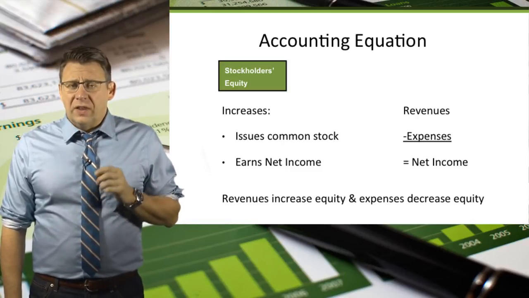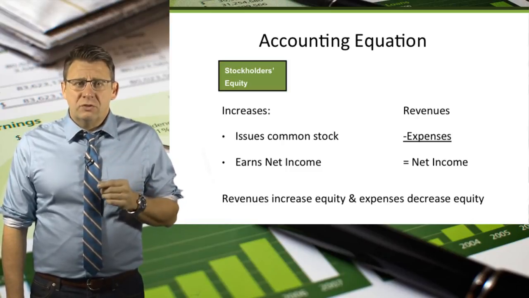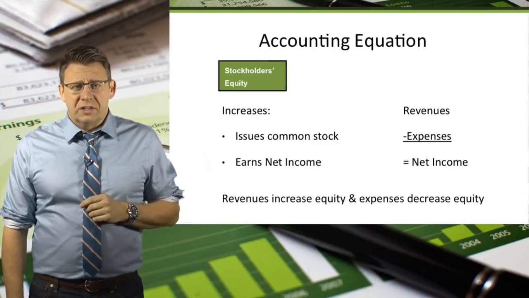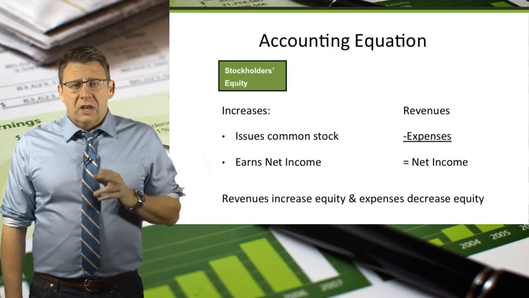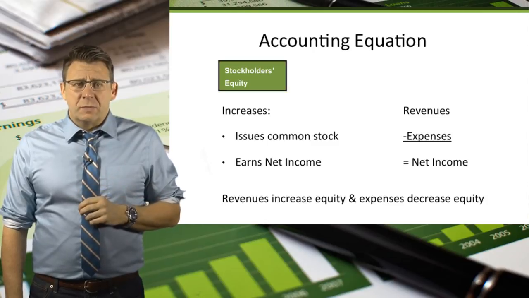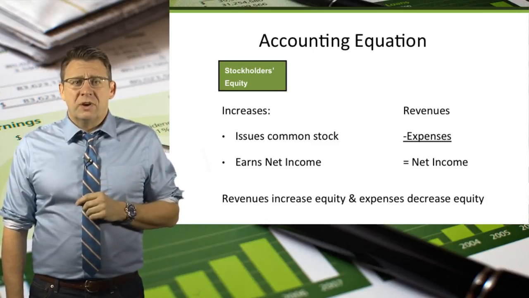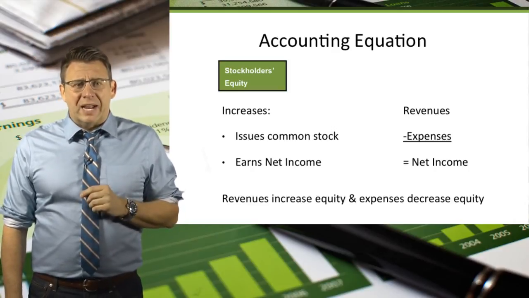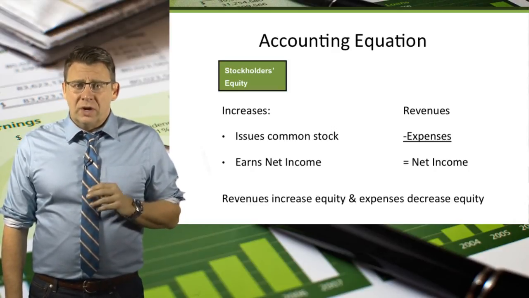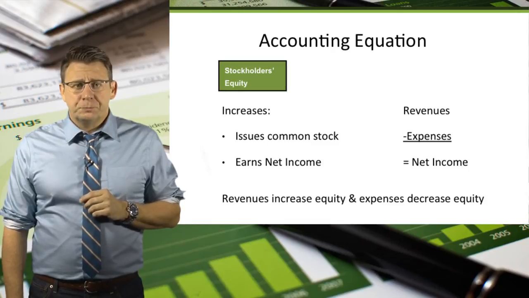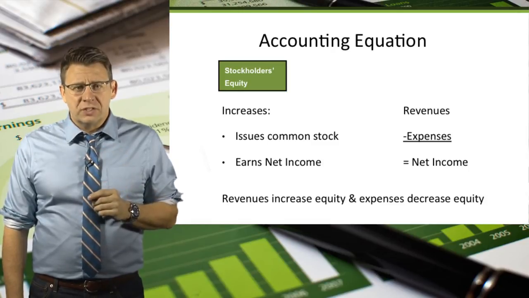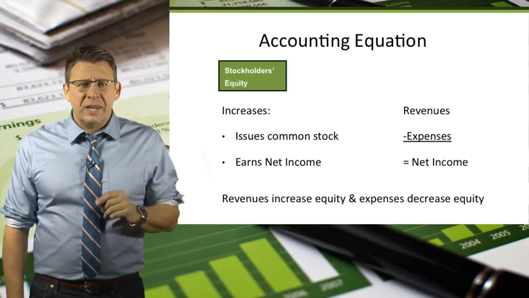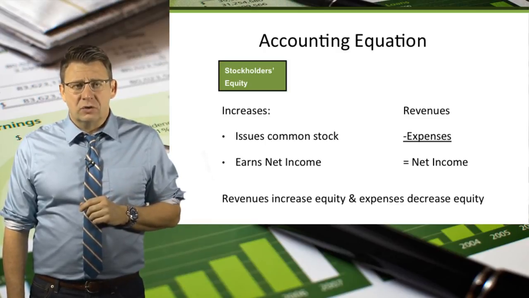Now let's recall that net income is revenues minus expenses when revenues are greater than expenses. Net loss is revenues minus expenses when expenses are greater than revenues. So another way to think about the impact of net income or net loss on the accounting equation is that revenues increase stockholders' equity and expenses decrease stockholders' equity.